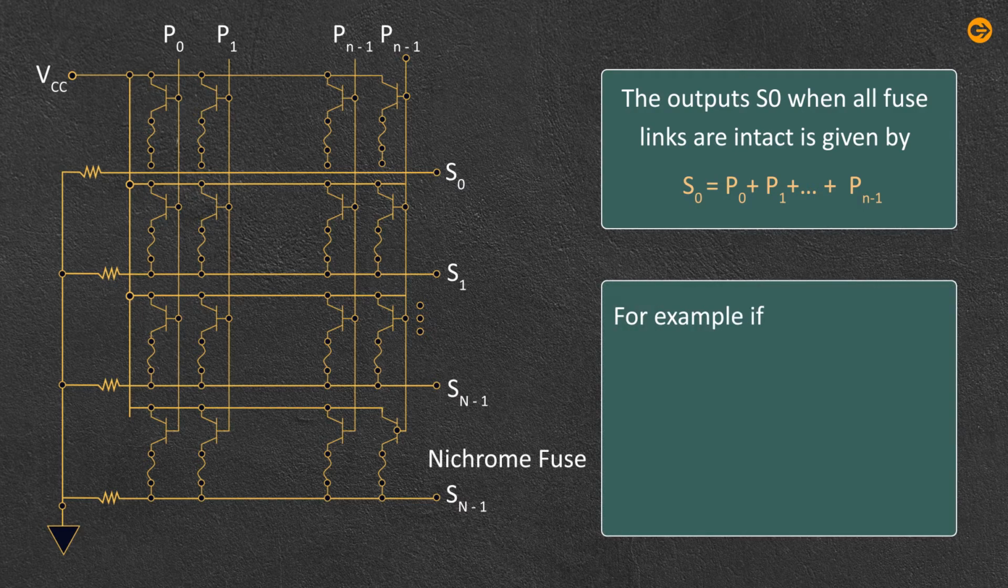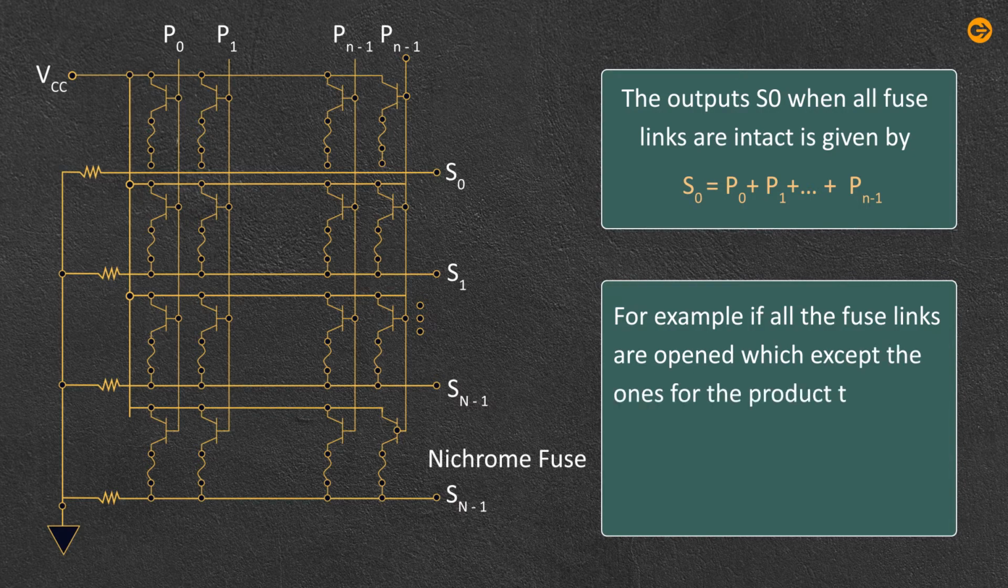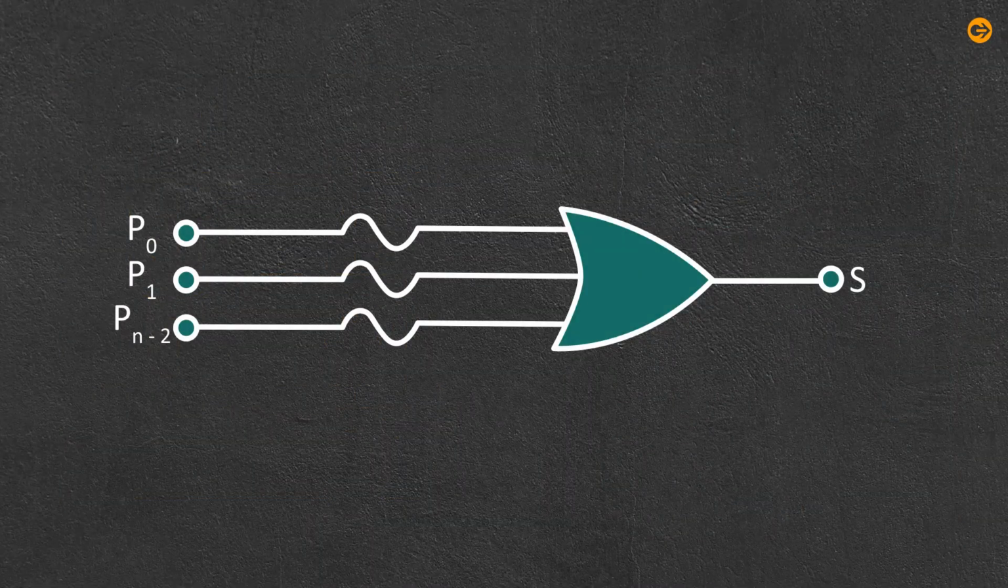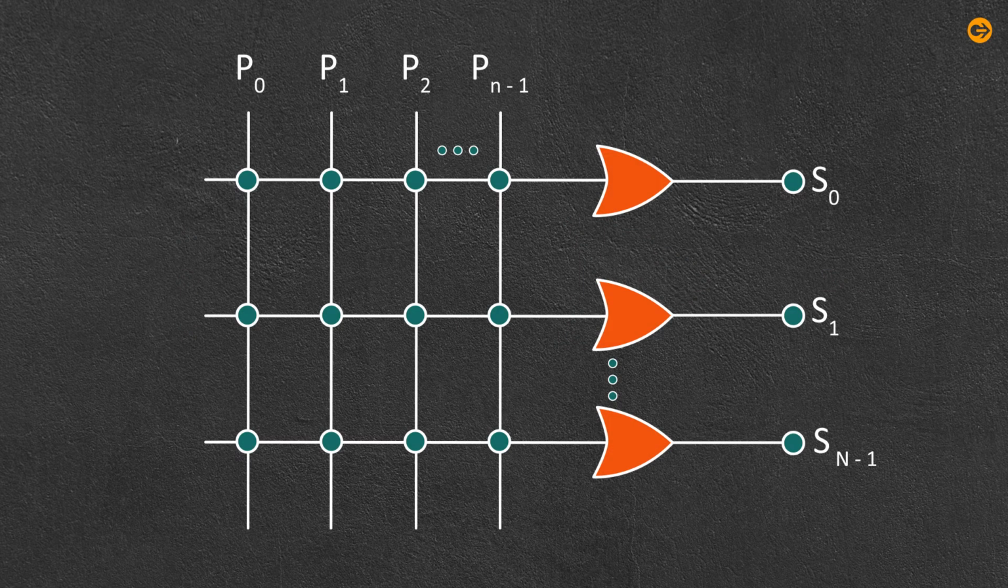the unwanted fuse links are opened, thus generating the required sum terms. For example, if all the fuse links are opened except the ones for the product terms P0 and P1, then the output is given as S0 equals P0 plus P1. Fuse links make logic level 0 at the corresponding OR gates. This figure gives the logic symbol for OR gates. This figure illustrates the relevant portion of PLA containing OR matrix.